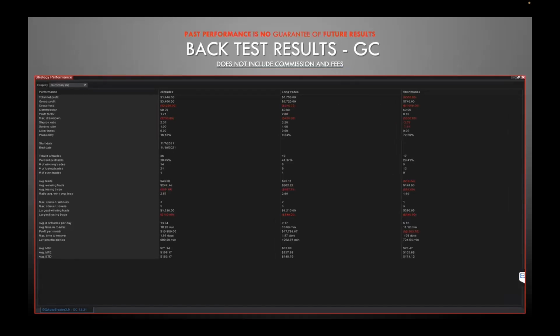Here's a back test in the GC. This was done over a 3-day period. Net profit was 1,400, but there are losses as well on this. And this one took 36 trades as well, 38% profitability. The Sharpe ratio on this was 2.36, which is really good.